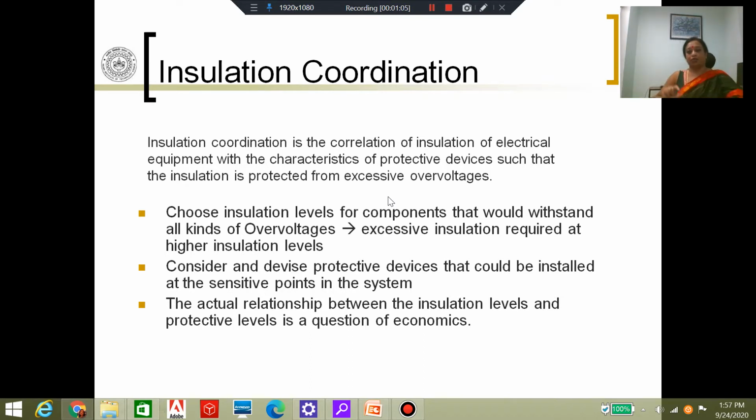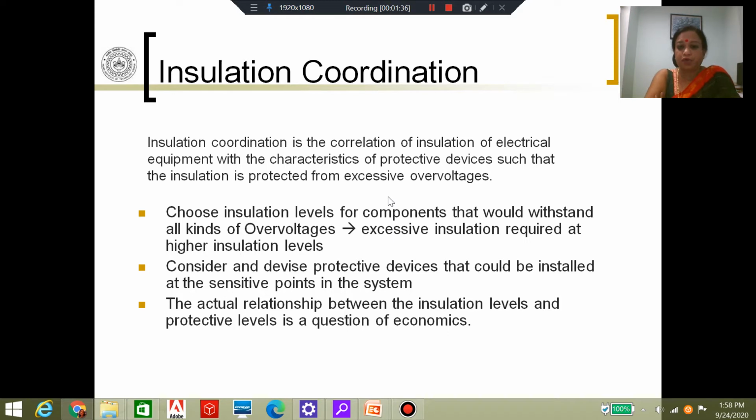So any equipment that is put at that point must have enough insulation so that it can withstand that stress. Whatever over voltage we expect at a particular point in the network has to be withstood by the insulation that you provide to the device at that point. So that means the insulation level is determined by the over voltage level. That is a way of doing things, and theoretically it is a valid way of doing things.